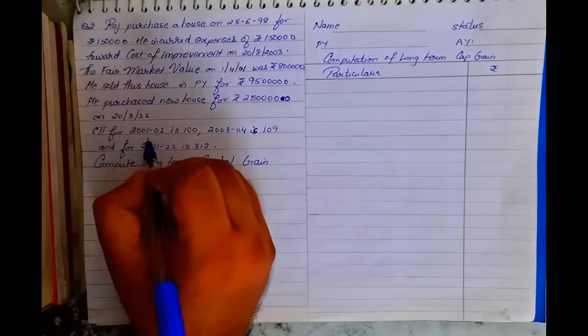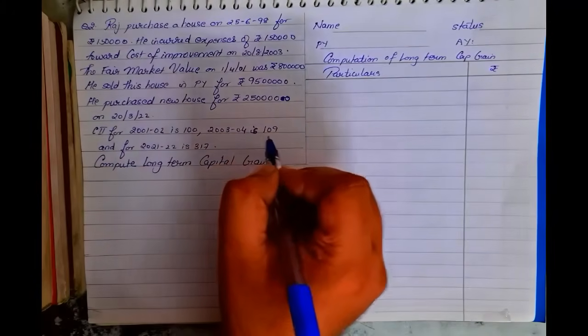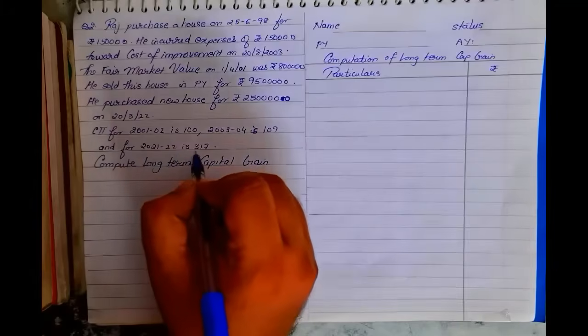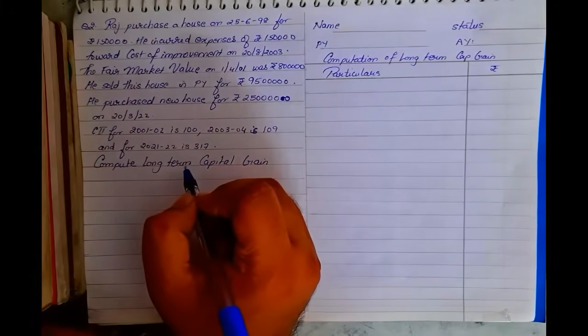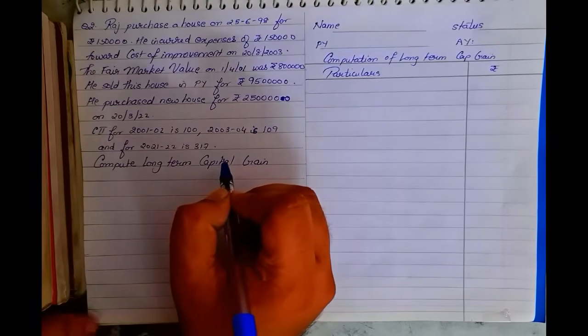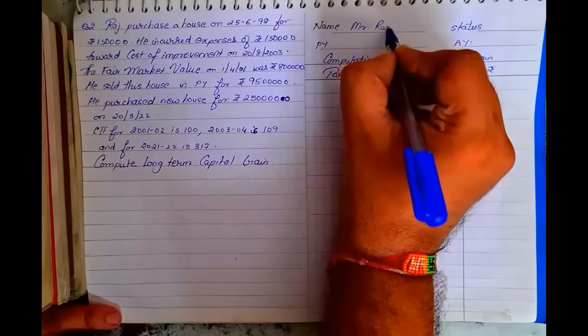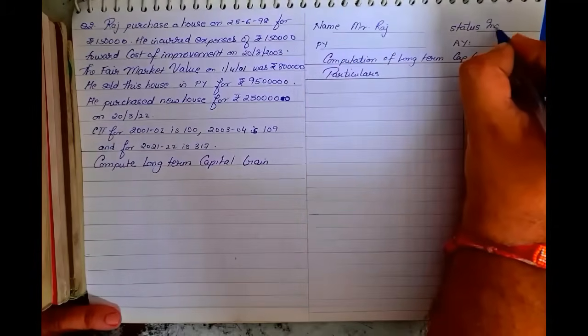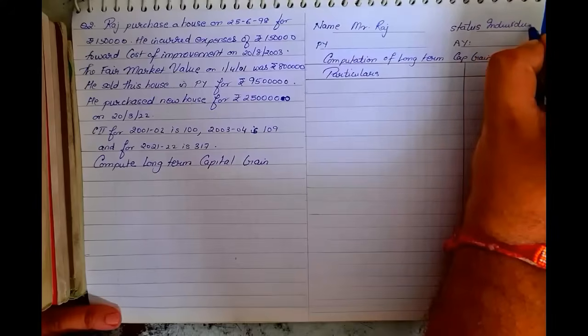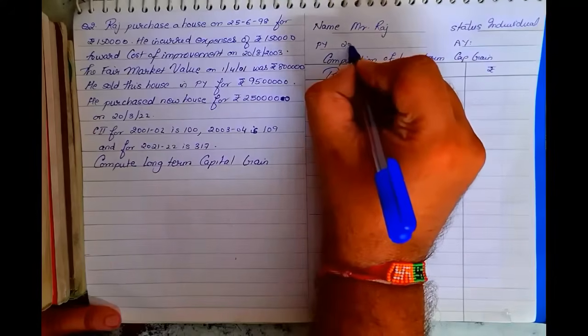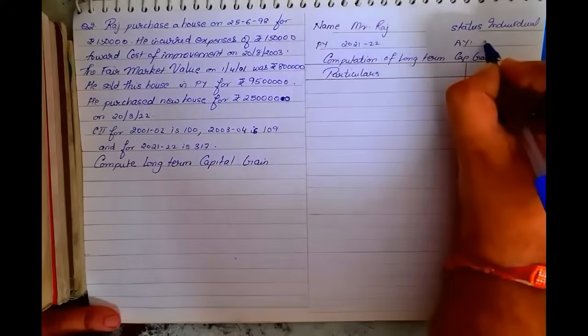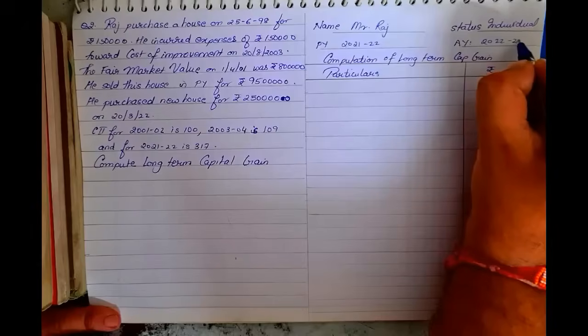And the CII for 2001-2 is 100, 2003-4 is 109, and for 21-22 is 317. Compute the long-term capital gain. So again, name we'll write it as Mr. Raj. Status is individual. The previous year will be 21-22 and assessment year will be 22-23.